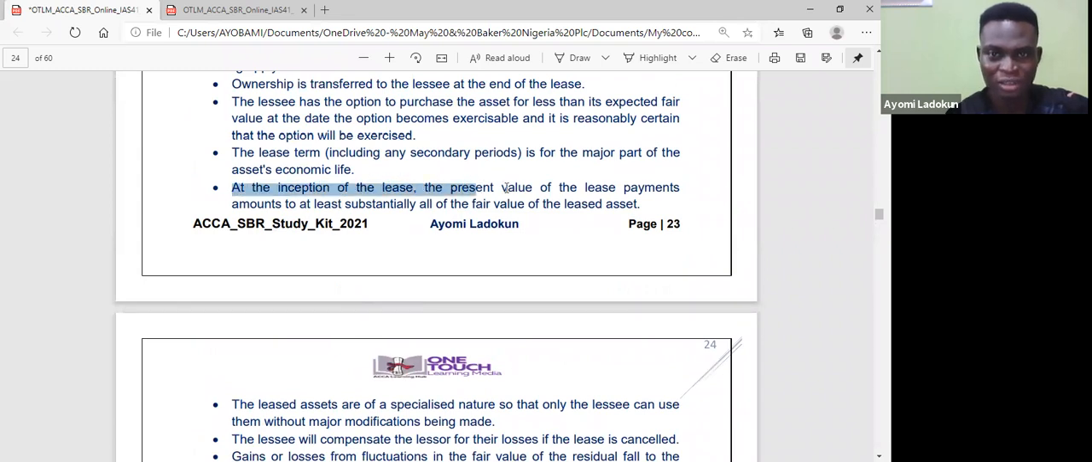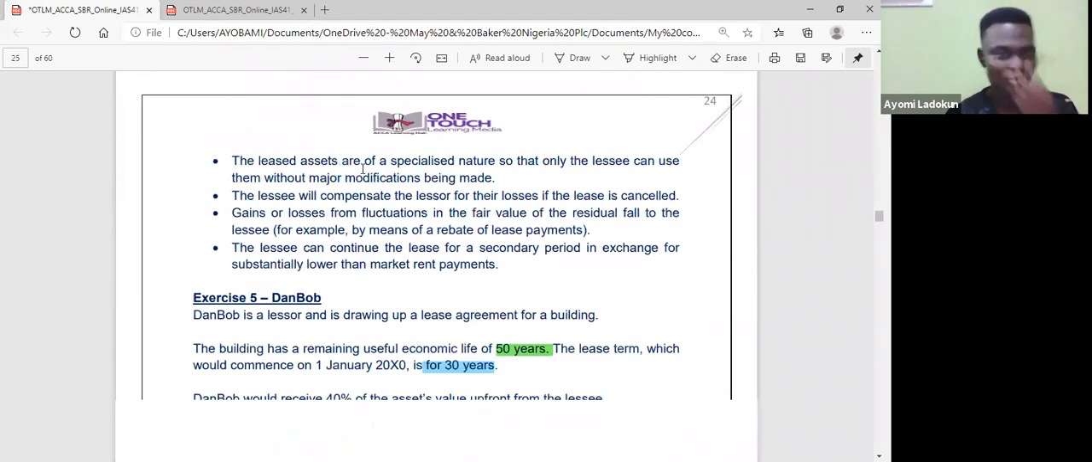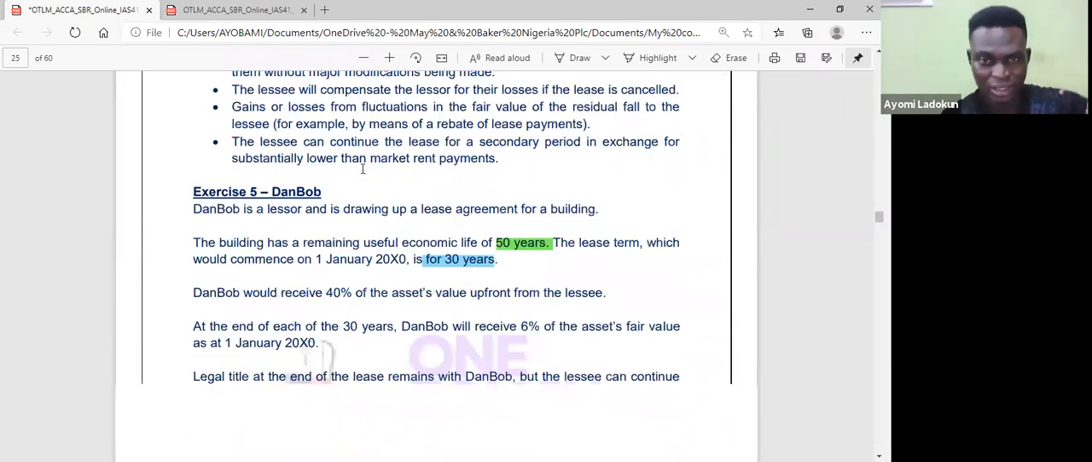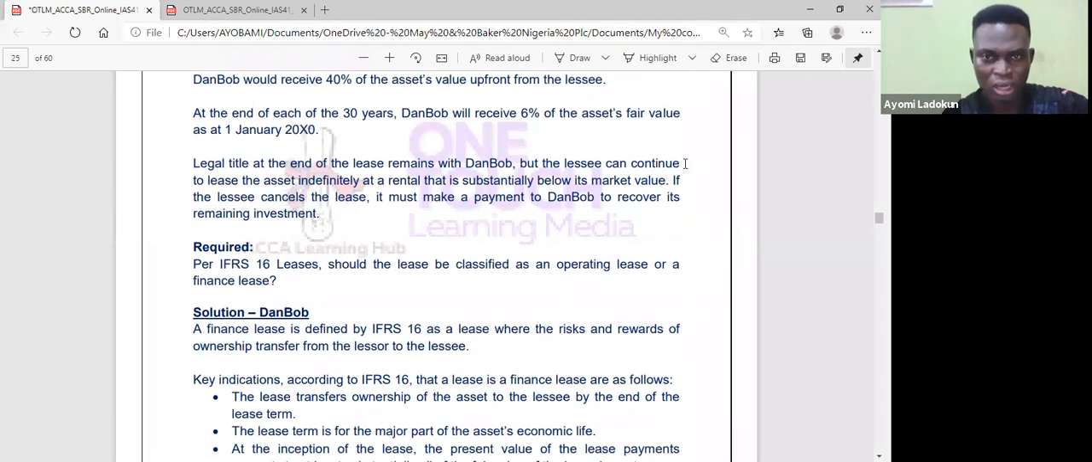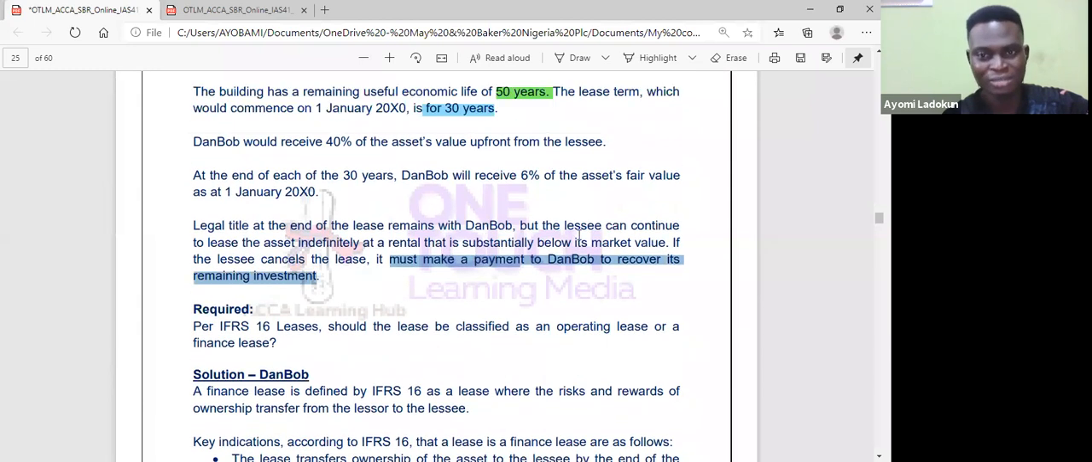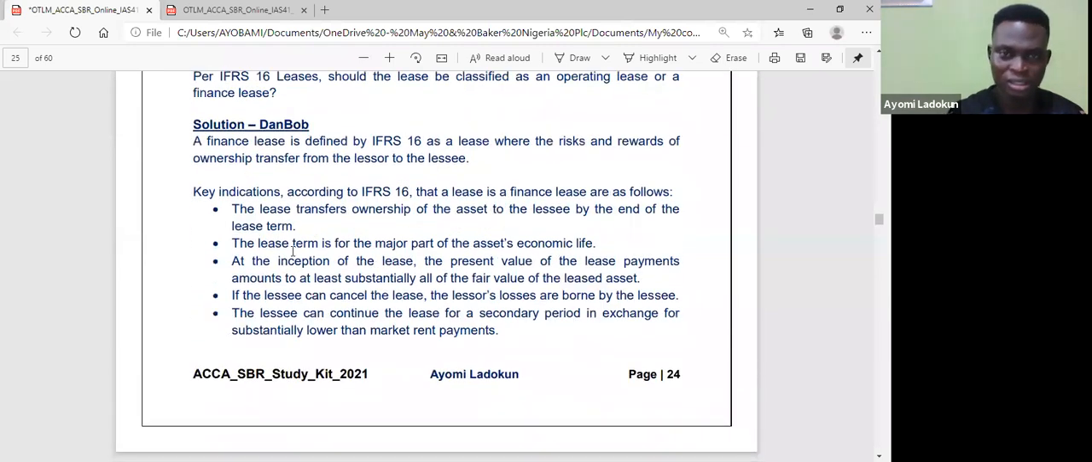Can you see, at the inception of the lease, the present value of the lease payments amounts to at least substantially all the fair value of the leased asset? Then the lease term is for a major part of the economic life. Did you see that? And if the lessee cancels the lease, it makes a payment to the lessor to recover the remaining investment. So this statement alone already tells us that this is a finance lease, like what we have here earlier. So you can see the answers there.